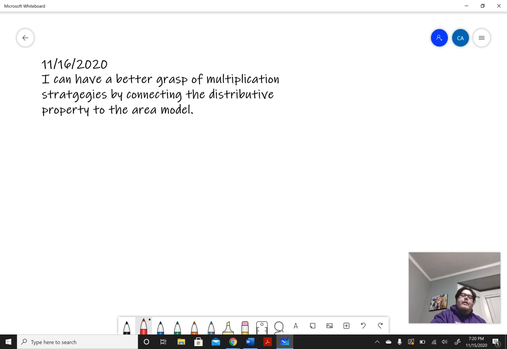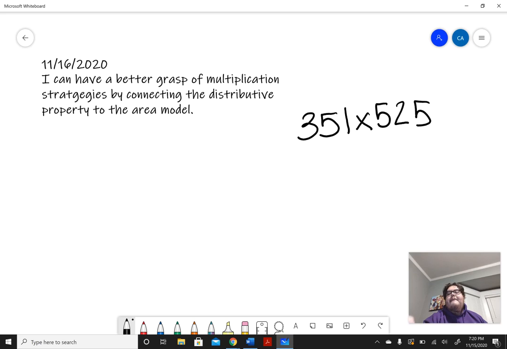So I'm going to write an expression up here, and remember, expressions tell us something, right? Expressions tell us things like here we have an expression that tells us that I have a unit of 351, 525 times, or I have a unit of 525, 351 times. Remember, in multiplication, things are commutative, which means they can move around.